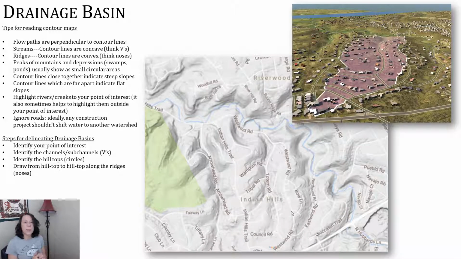All right, in this video I'm going to show you about drainage basins. So when we're looking at drainage basins, take a look at the tips over here for reading contour maps. In this map you can see the ridges and the valleys. The little blue here means that there's water. This is the same one that I took from Navisite.